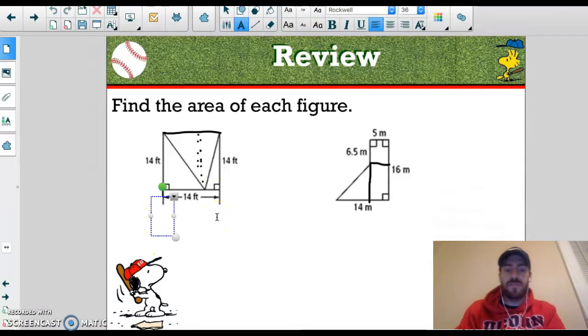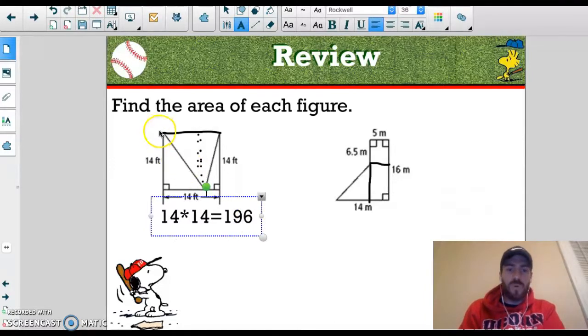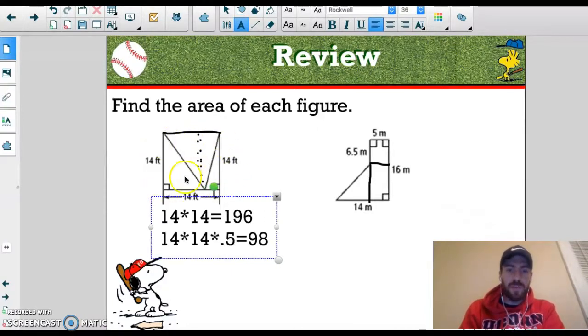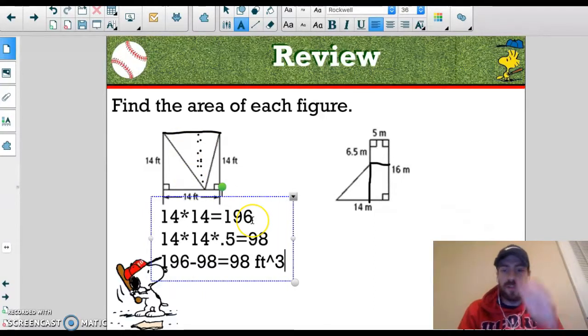So what I did for this is I first did 14 times 14. And why I did that is because I took this whole square. I created a big square. Now I can find this triangle and then subtract it from the square and get these two triangles. So this triangle is 14 times 14 times 0.5 or 1/2, which is 98. So now that I have the whole thing and this triangle here, I can subtract that triangle away. 196 minus 98, which just gives me 98 feet squared. This caret means squared, not cubed, squared. So I thought that one was pretty easy.